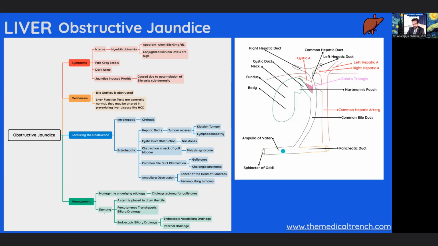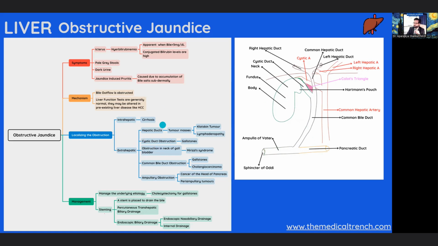In some cases, there is an obstruction in the ampulla of Vater, right? And this obstruction can be caused by three things. One is a periampullary tumor. One is the mass of a pancreatic tumor pressing against it, right? And the third is if there is a stone. Sometimes, very rarely, stones get impacted in the sphincter of Oddi or at the periampullary region.